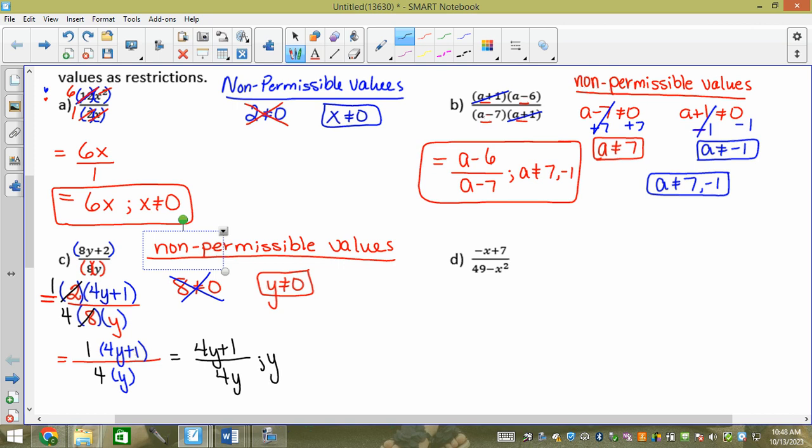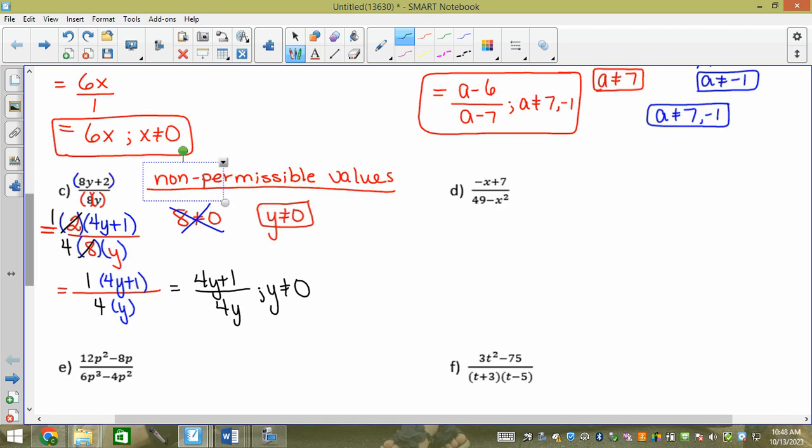y can't equal 0. Now people will still want to cross off those 4y's. Can I cancel them off? No, because this isn't 4y at the top. This is actually 4y plus 1. And the only way it's going away is if there's a 4y plus 1 in the denominator. Is there? No. So can I cancel these 4y's off? No.